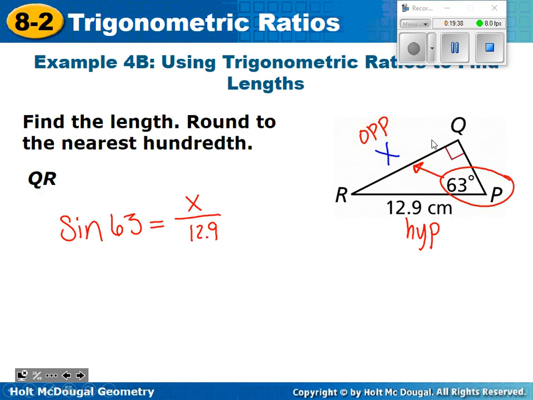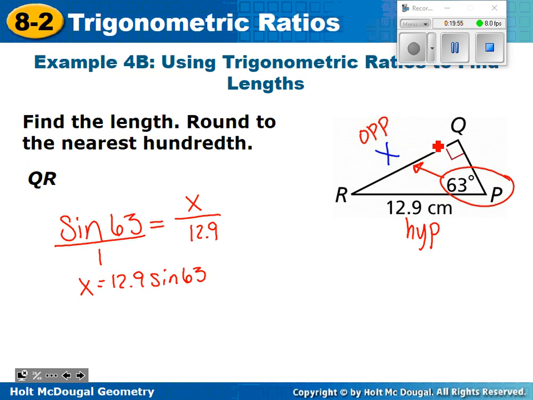So x is up high, so all we're really going to do here is multiply these two. But again, the reason we're getting that is because we're putting this over 1 and cross multiplying. So it's just x equals 12.9 times the sine of 63.